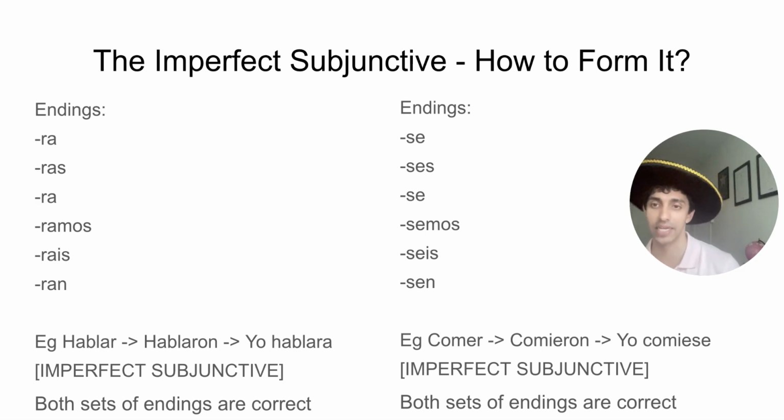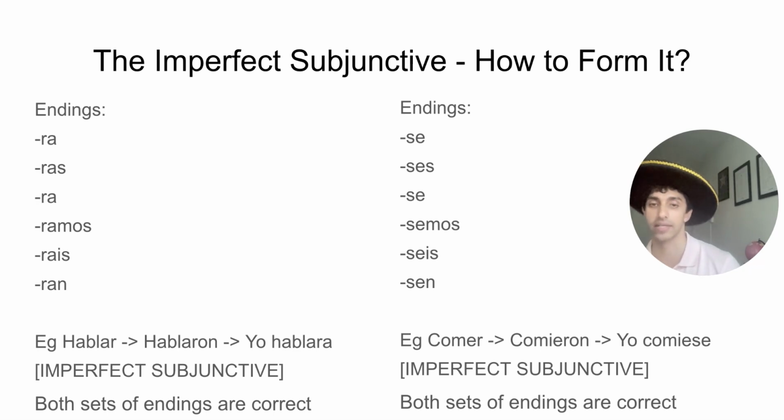I would say that the set of endings on the left-hand side are slightly more common. These ones, ra, ras, ra, ramos, rais, ran, are slightly more commonly seen, but the ones on the right-hand side are also completely correct. To give examples, hablar. In the imperfect subjunctive, you would start off by finding the they form of the preterite tense, which is hablaron, which translates in English as they spoke. You take off the ron ending. That gives you the stem, which is habla.